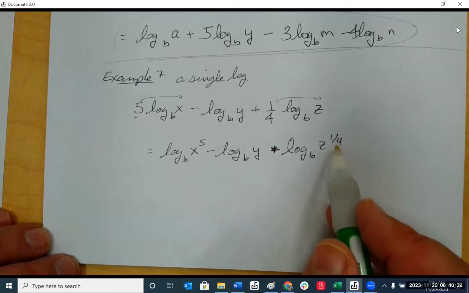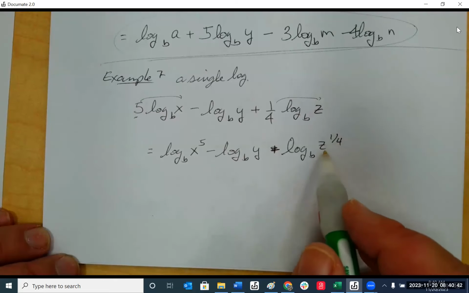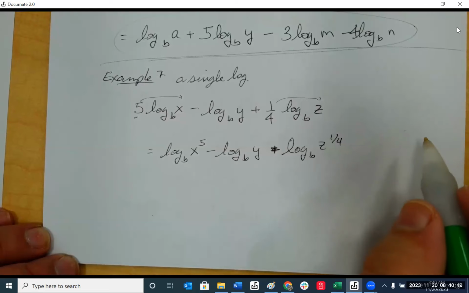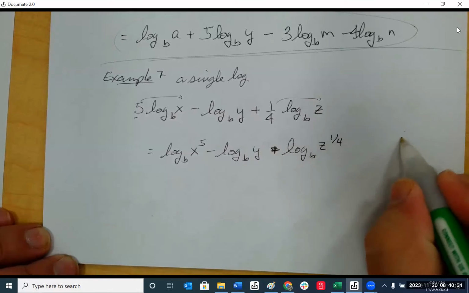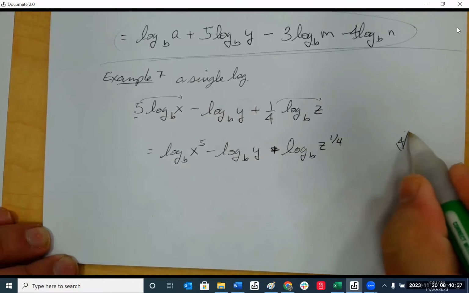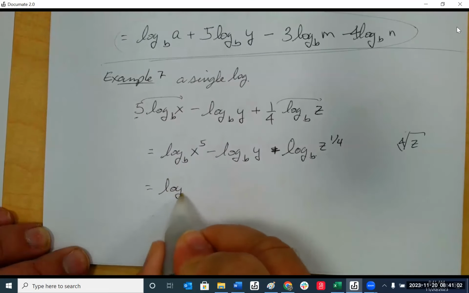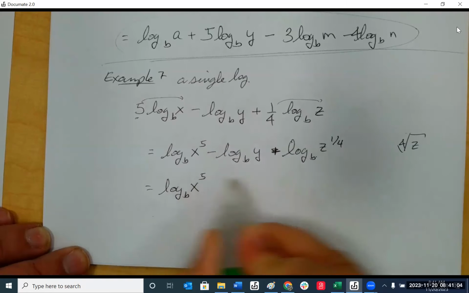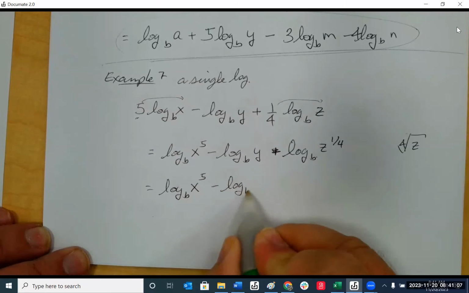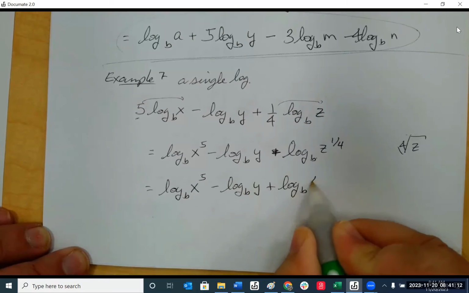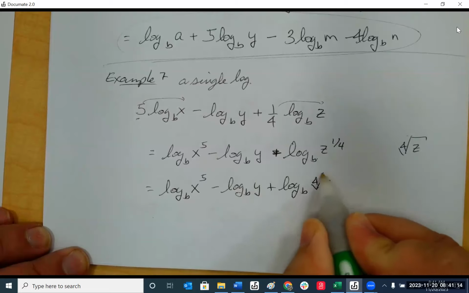We have a fraction up here. What does that mean? What's it going to be? It's going to be a radical. Yes. What root? Very good. So this one is going to equal the 4th root of z. Log base b of y plus log base b of the 4th root of z.